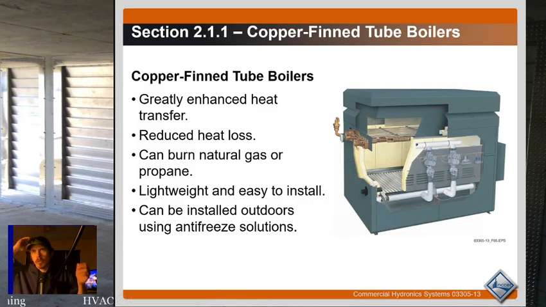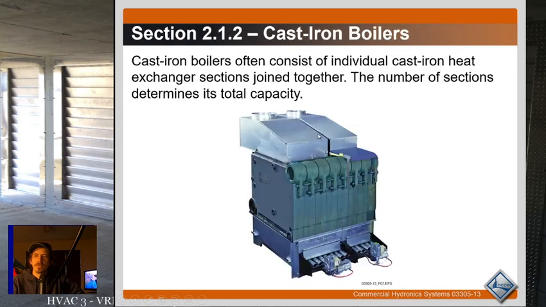Copper fin tube boilers. Copper fin tube boilers are nice because they have pretty good heat transfer. They have less heat loss. They can burn natural gas or propane, are lightweight and easy to install, and can be installed outdoors using antifreeze solutions. The downside of a copper fin boiler is that, generally speaking, it's not going to last as long as a big heavy cast iron boiler, because the copper is not going to be as robust. But copper fin tube boilers are pretty common nowadays, especially in commercial situations.